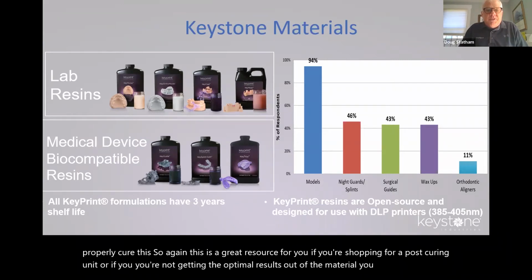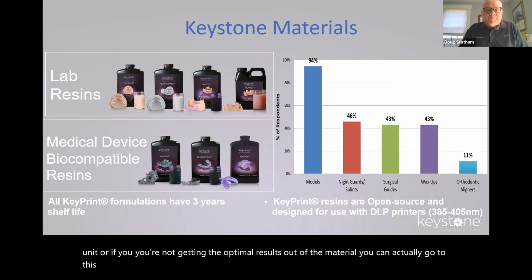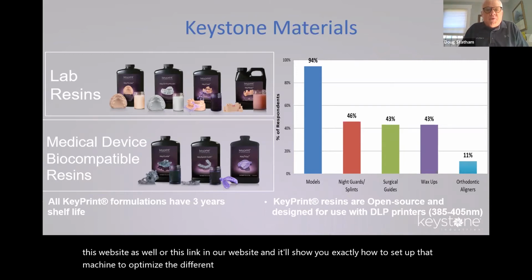When they introduced the Keystone soft split material, it really did revolutionize the way night guards are made, and the growth that we've seen in that space has been tremendous. Just a year ago, this was the fourth most printed item, and now it's the second.